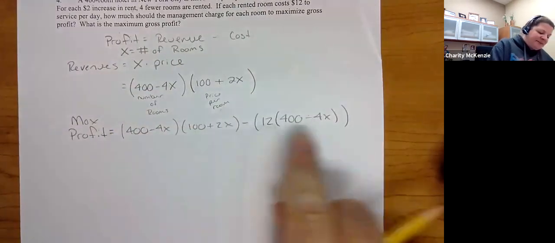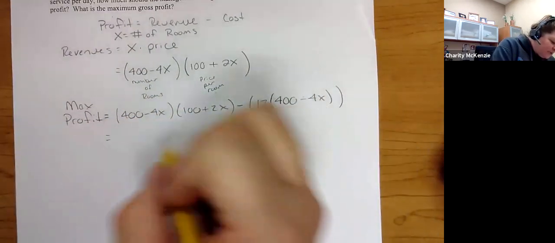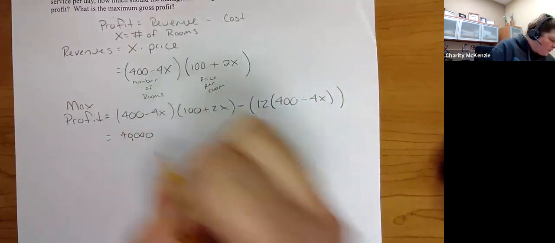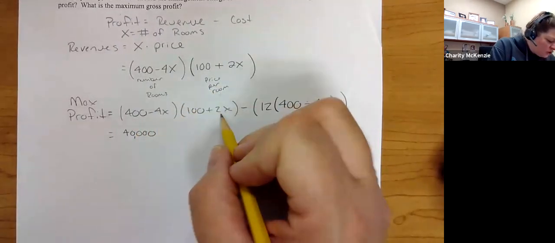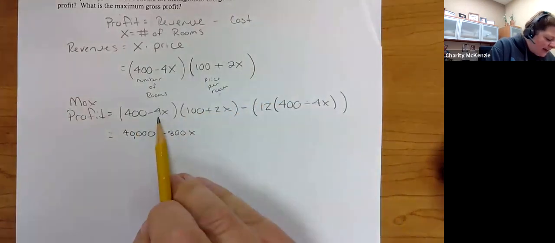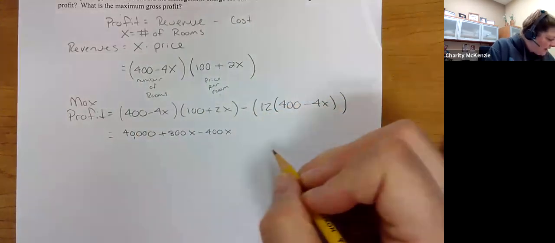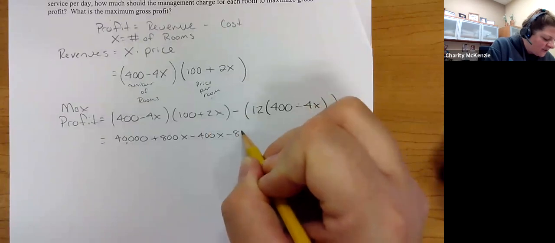So we're going to have to simplify this here. So 400 times 100 is 40,000, just 4 times 1, add all the zeros. And then 4 times 2X is 800X. Negative 4 times 100 is negative 400X. Negative 4 times positive 2 is negative 8X squared.